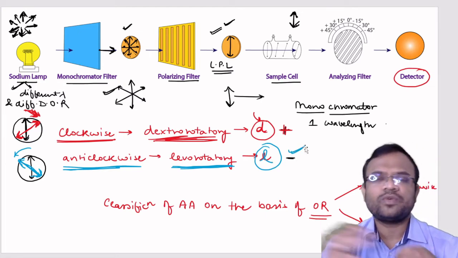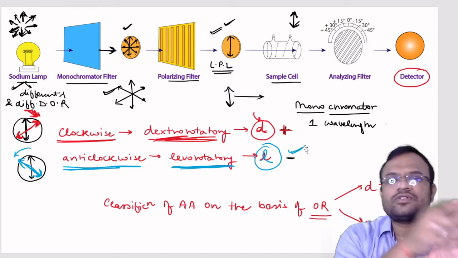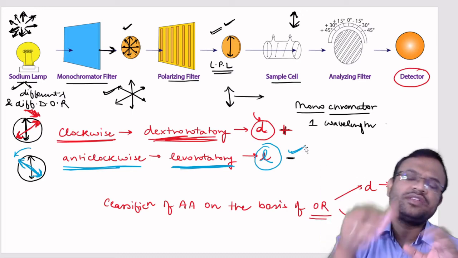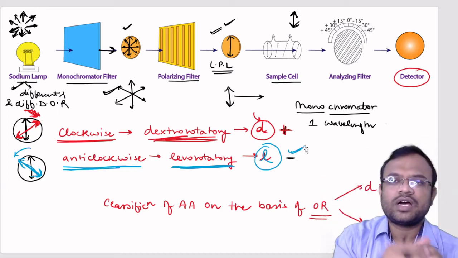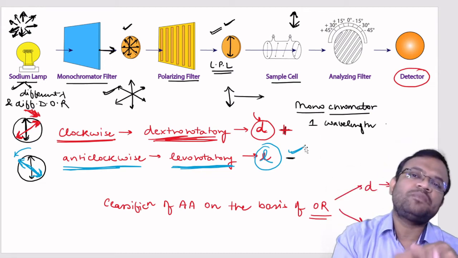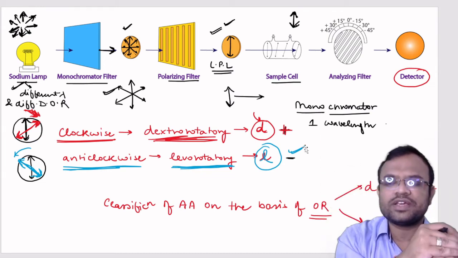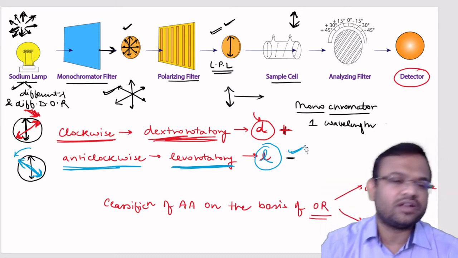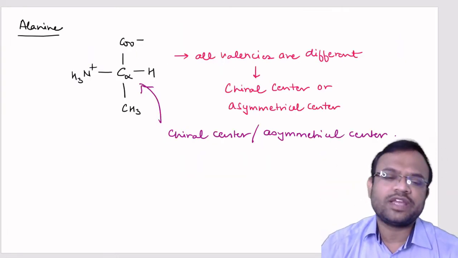So what we have done is, on the basis of optical rotation, we have differentiated the two types of amino acid solutions that can be formed. One can be the D form, rotating the plane polarized light towards the clockwise direction. Another one can be the L form, rotating the plane polarized light towards the left direction. Now one thing was left.